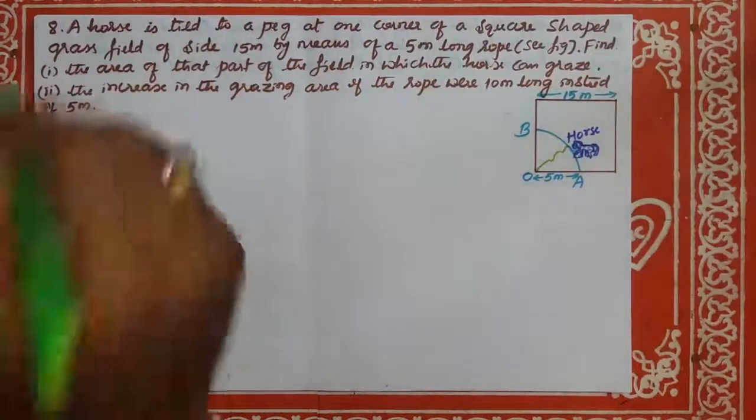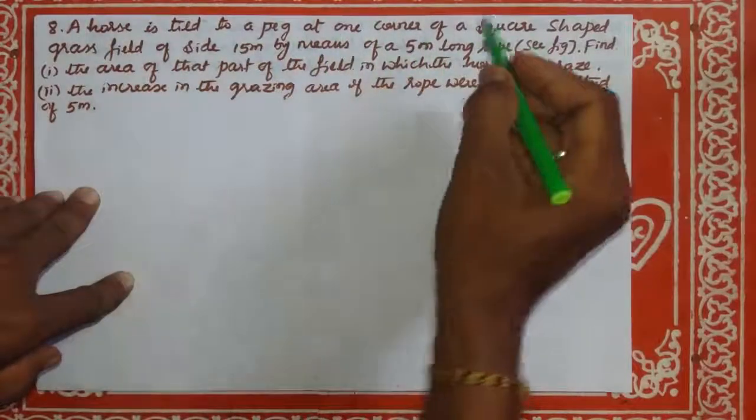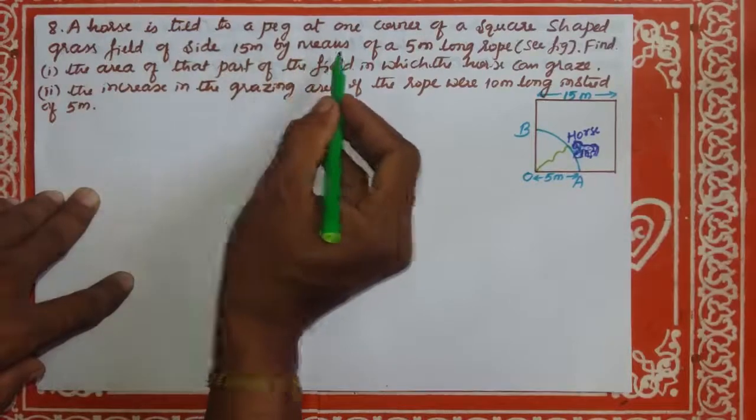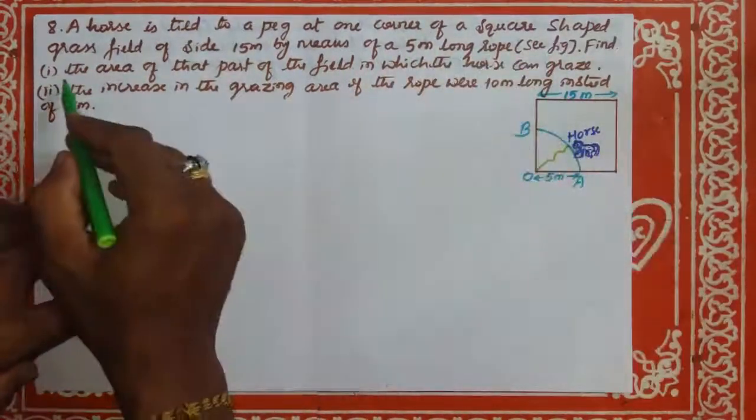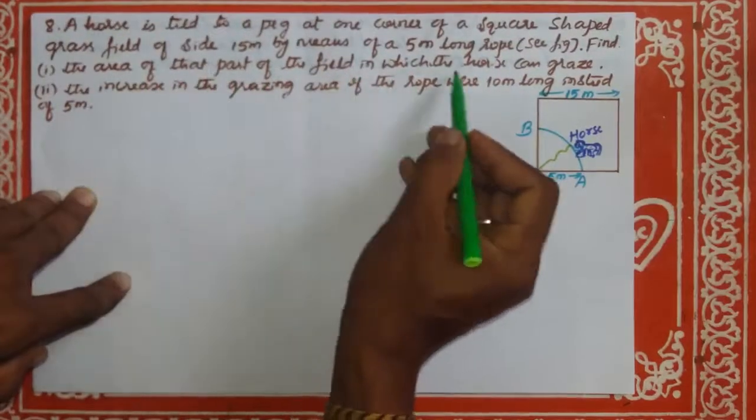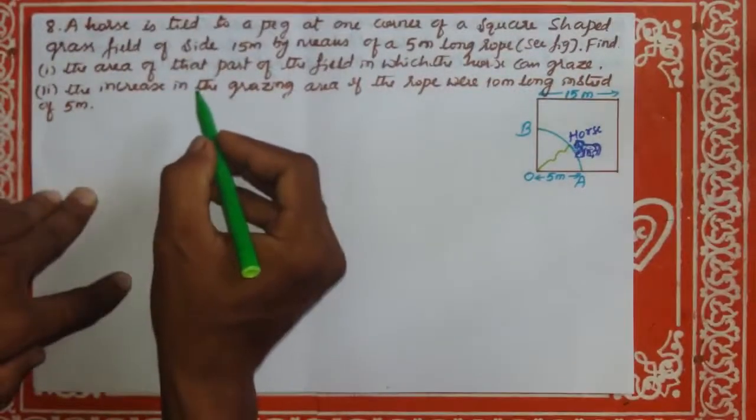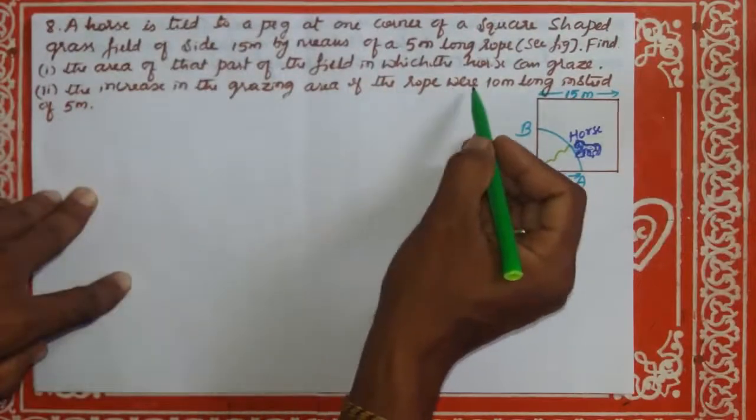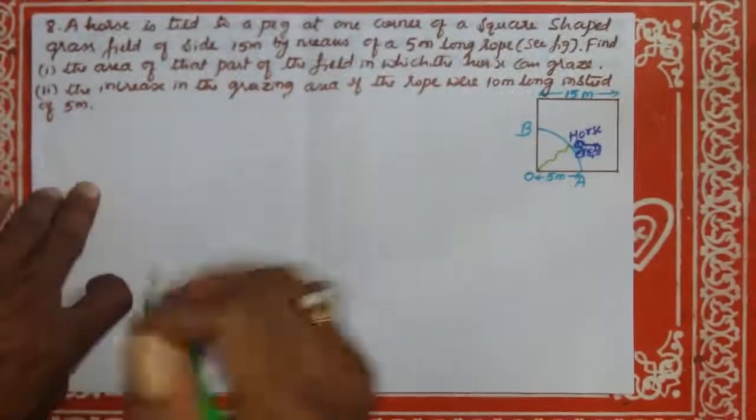Now let us discuss the eighth question. A horse is tied to a peg at one corner of a square-shaped grass field of side 15 meter by means of a 5 meter long rope. Look at this figure. Find the area of that part of the field in which the horse can graze. Second question: find the increase in the grazing area if the rope were 10 meter long instead of 5 meter. Okay, let us see.